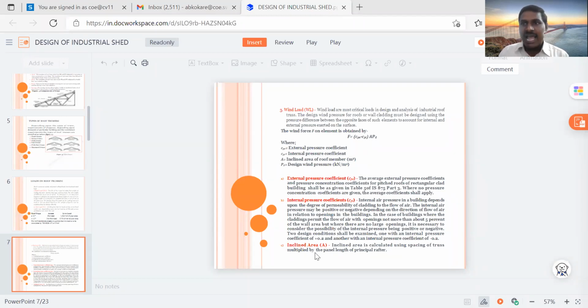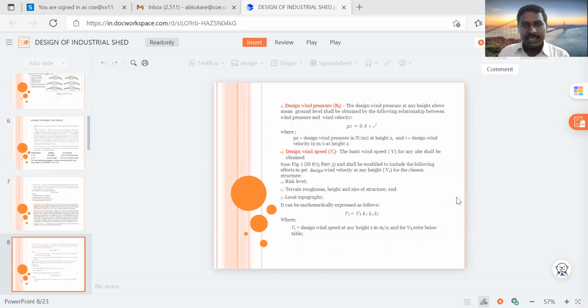Then the inclined area, as we have discussed, is nothing but the area from the ridge along the incline where the wind is acting on the particular surface. That area is the inclined area.